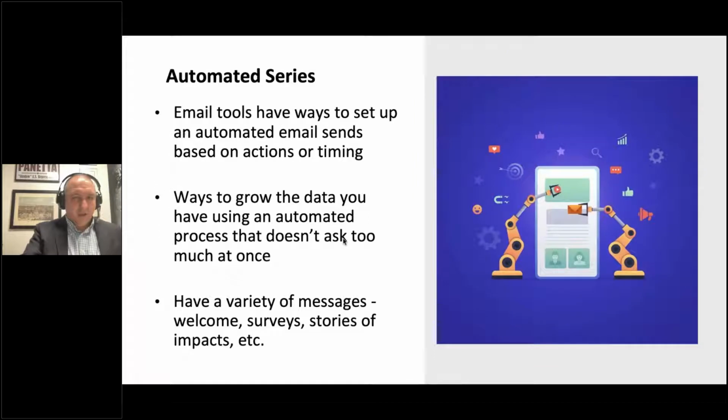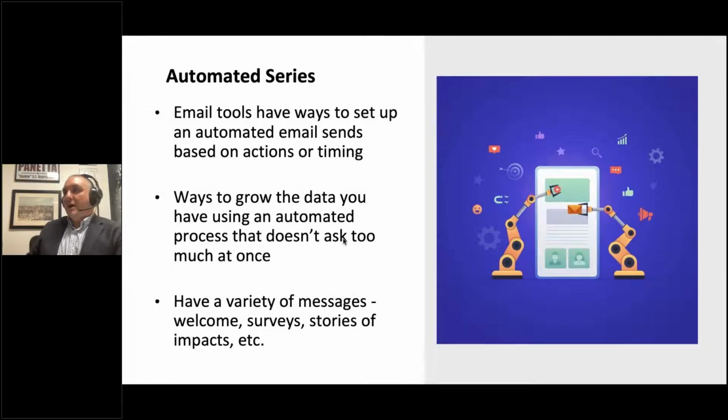So one of the things we do to grow data is set up an automated series of emails that have a cascading effect of actions that we ask people to do. This is sometimes called a drip campaign, where you can set up emails that go out and ask different things, and then the next email is sent based on either a time frame or an action.